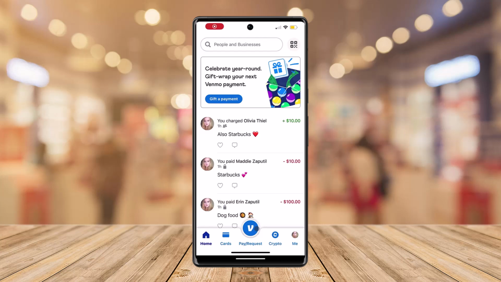So unverified accounts have up to a $299.99 weekly limit, and verified accounts have a $6,999.99 combined weekly limit as well.